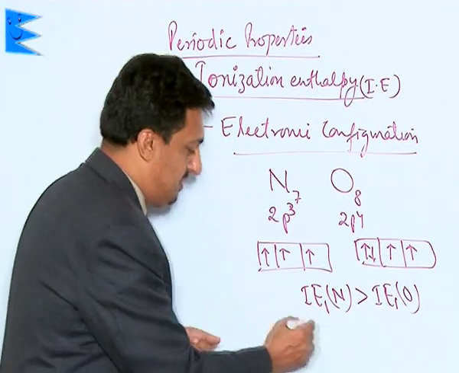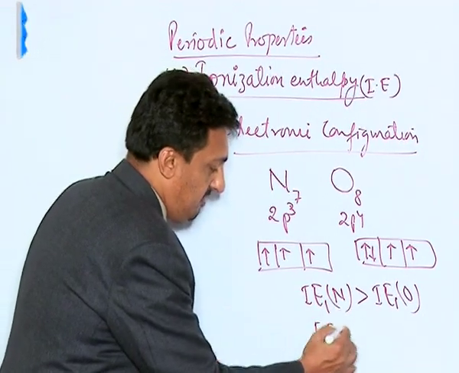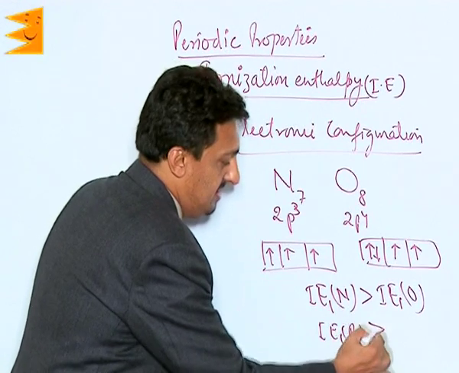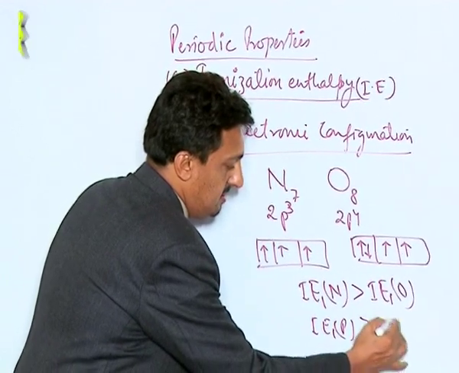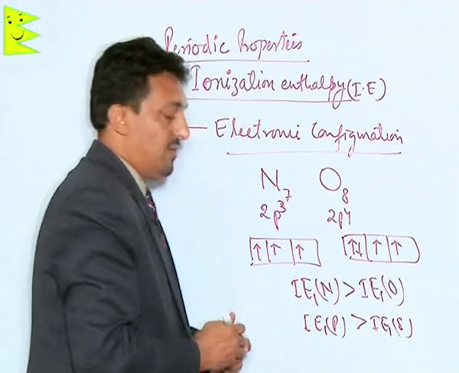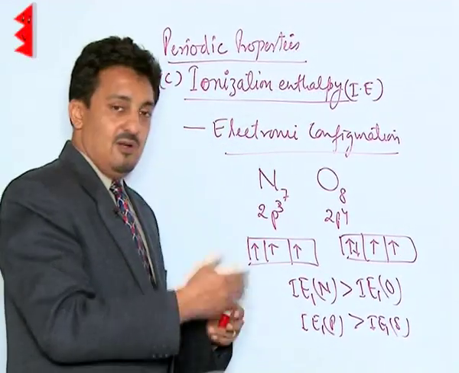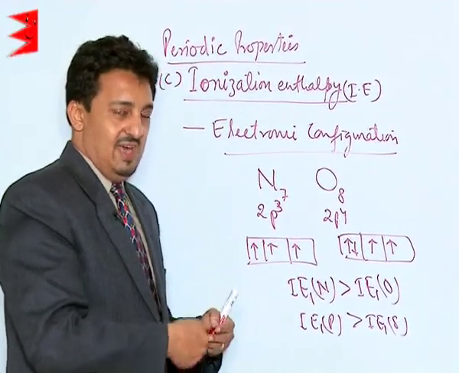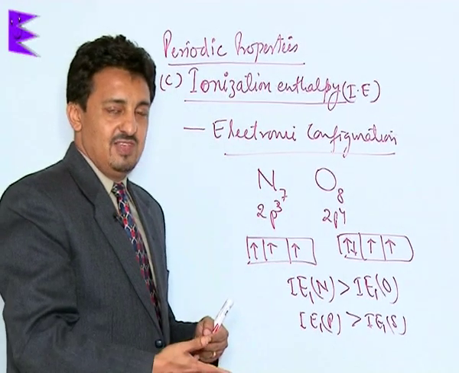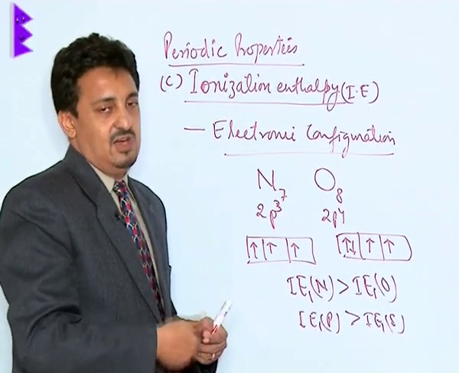The same trend is repeated in case of phosphorus and sulfur. So what we find is that the half-filled configurations are more stable. As a result, the ionization energies of the electrons in these suborbits are also higher.